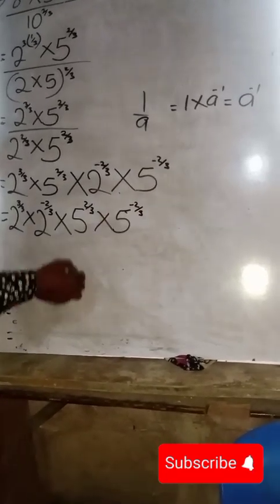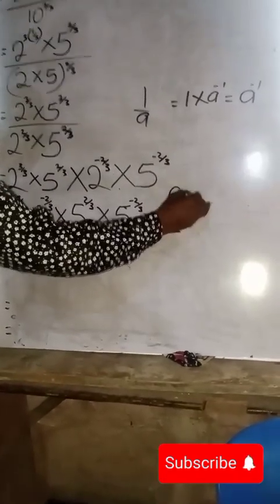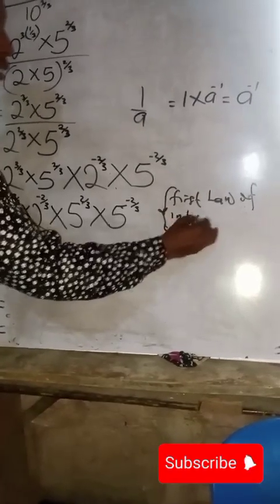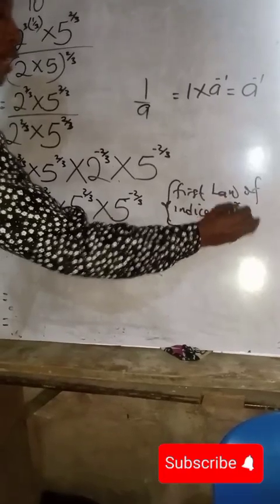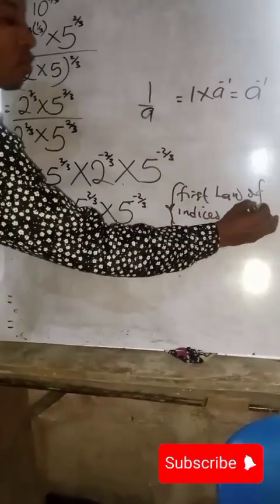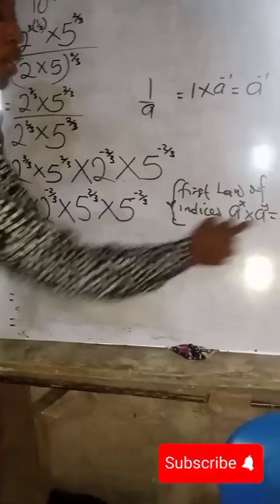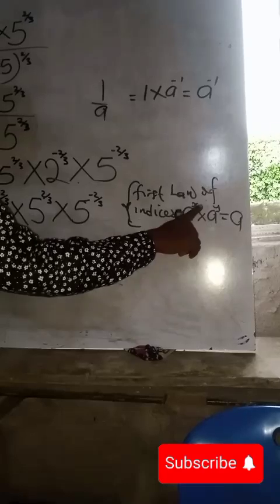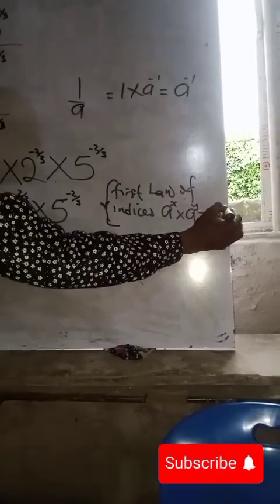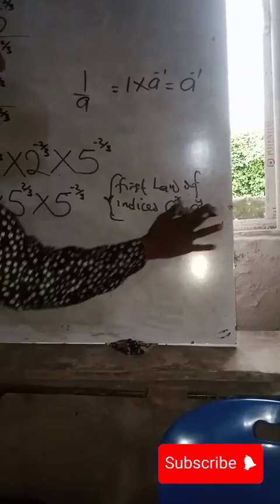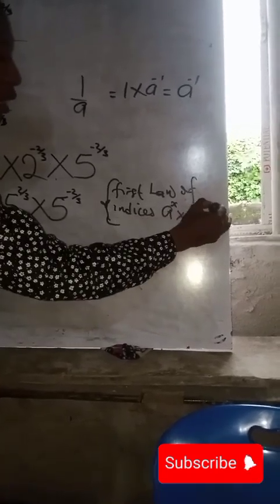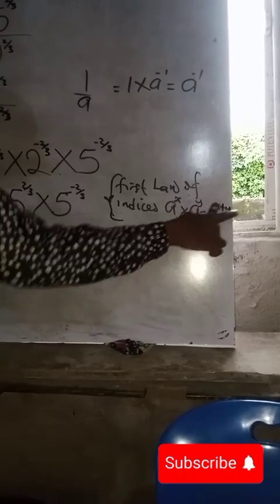So at this point, we apply the first law of indices. By the first law of indices, a raised to the power of s times a raised to the power of y is going to give us, you pick one of the bases, especially when the bases are the same. Take note, the base must be the same. You pick one of the bases, then you add the exponents, which is s plus y. That will give us a raised to the power of s plus y.